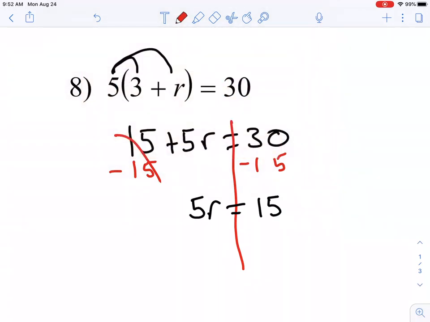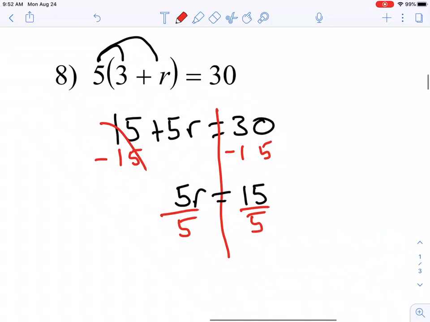Five is multiplying with r, and we get rid of multiplication by applying division. Division undoes multiplication. So when we divide those, 1r is equal to 15 divided by 5, which is 3.